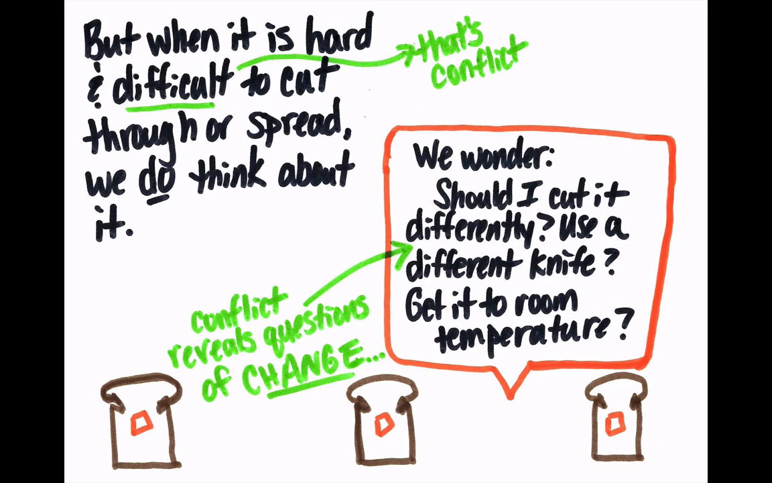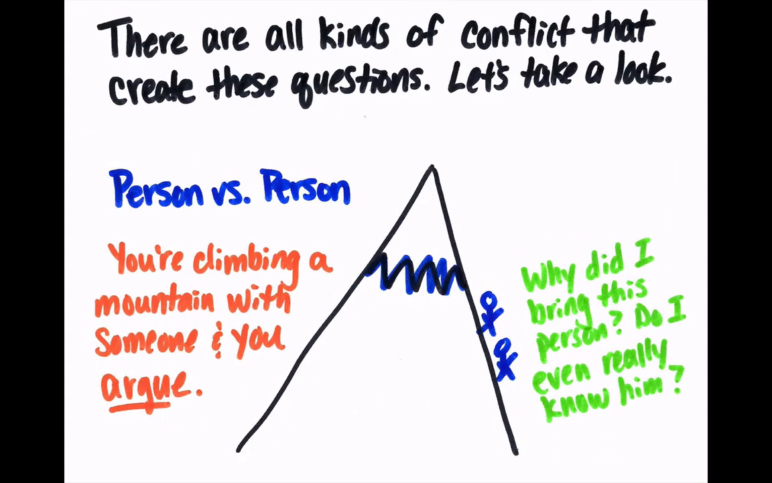I think it's also really interesting when we take a look at the kinds of questions conflict requires us to ask. Almost all of them have to do with some kind of change. They're requiring a change, wondering about a change, forcing a change. So that also is an important connection between conflict and change. There are all kinds of conflict that create these questions and all kinds of conflict that we look for in the text that we read. So I want to take a look at those together.